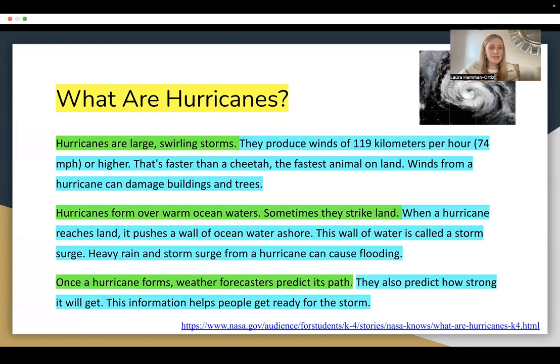Then we have another trait: they form over ocean waters. Sometimes they strike land, and then it gives some more details about that. Once they form, weather forecasters predict the path, and then some details. So you can see this nice structure forming between traits and details.